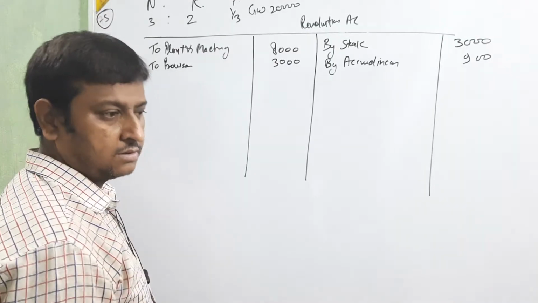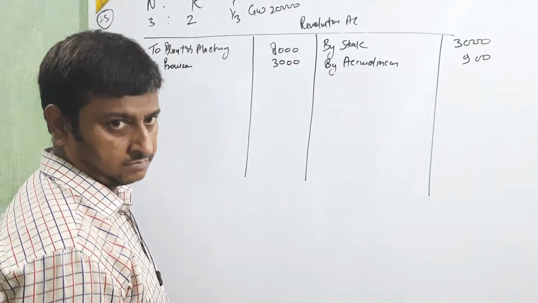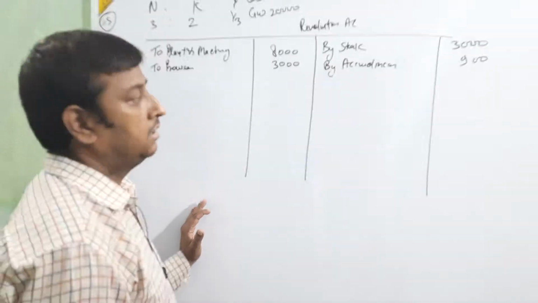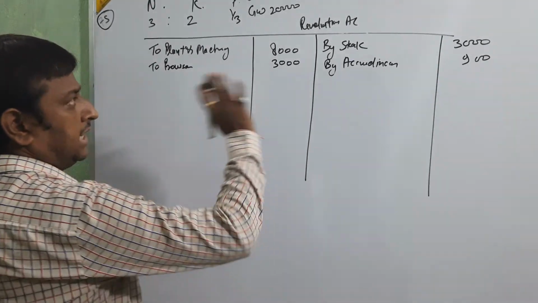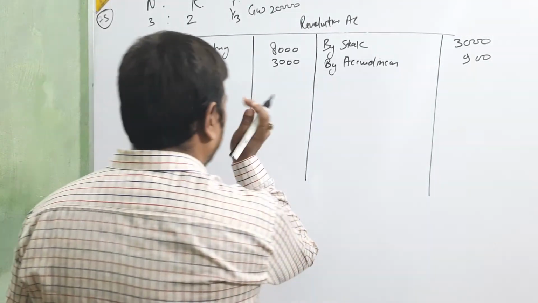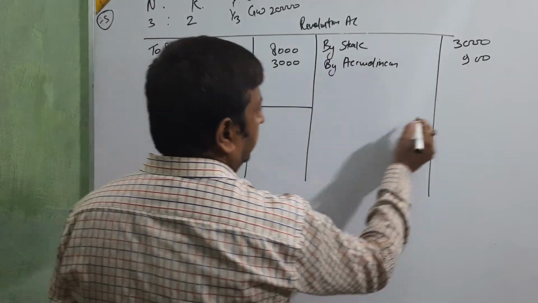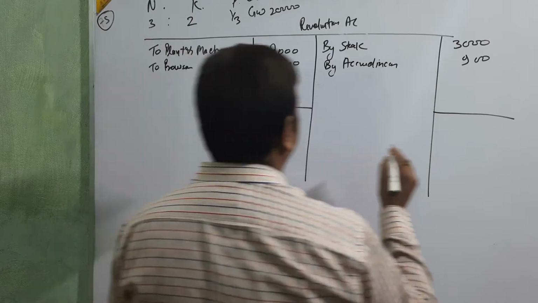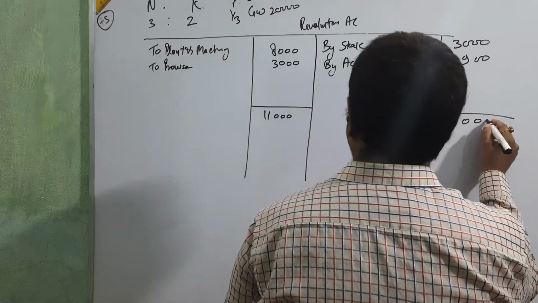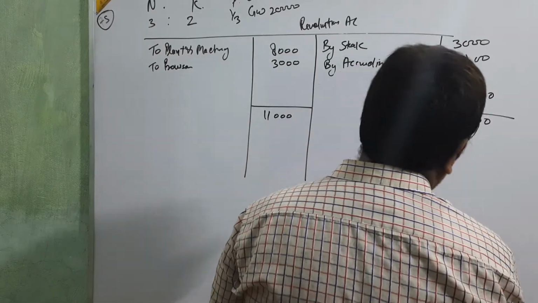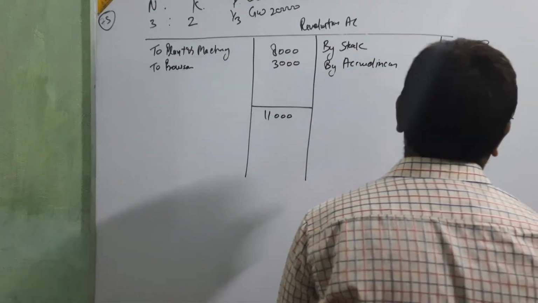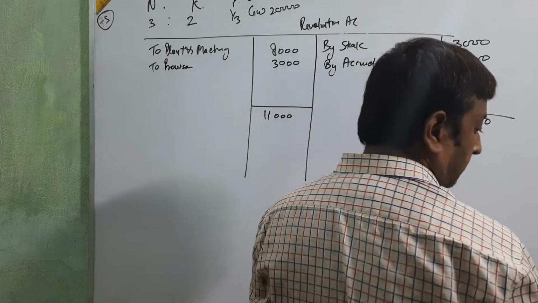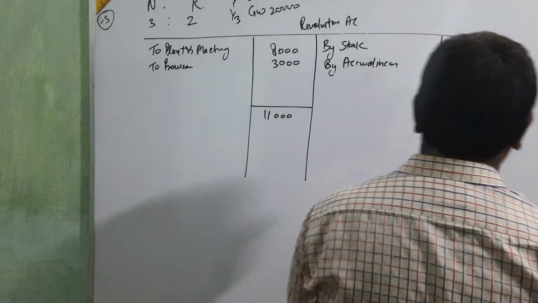Prepare the profit and loss adjustment account, capital accounts and balance sheet of the firm. In the revaluation there is nothing more, so we are going to calculate the profit and loss. 11,000 on this side, 11,000 on this side, and the result is a loss of 7,100.